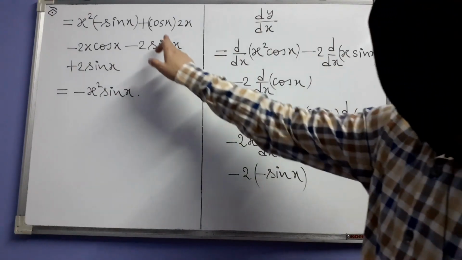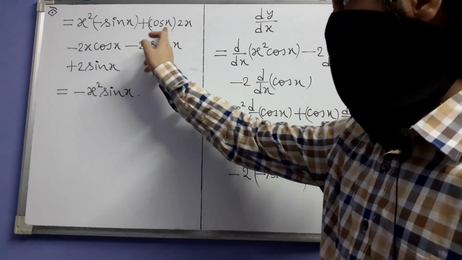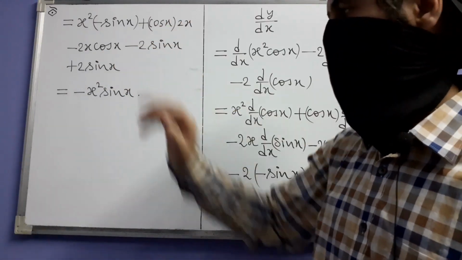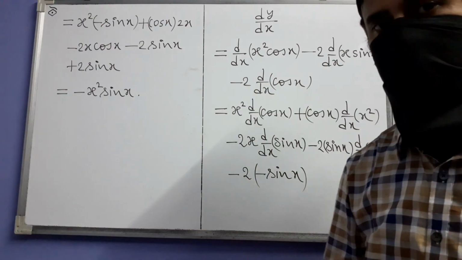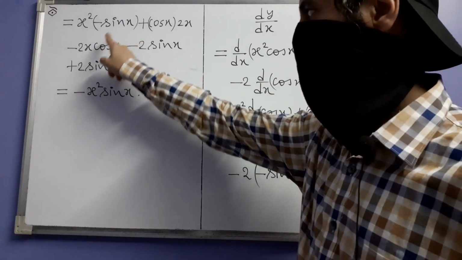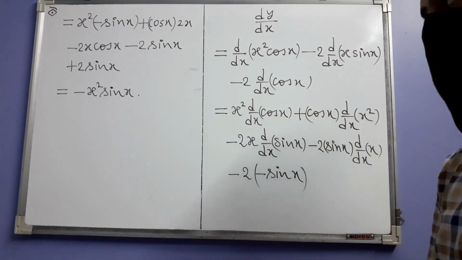So you see that this and this term, they cancel out, because 2x cos x minus 2x cos x. Similarly, minus 2 sin x and plus 2 sin x give us 0. So we just simply have minus x square sin x. So that is the derivative.